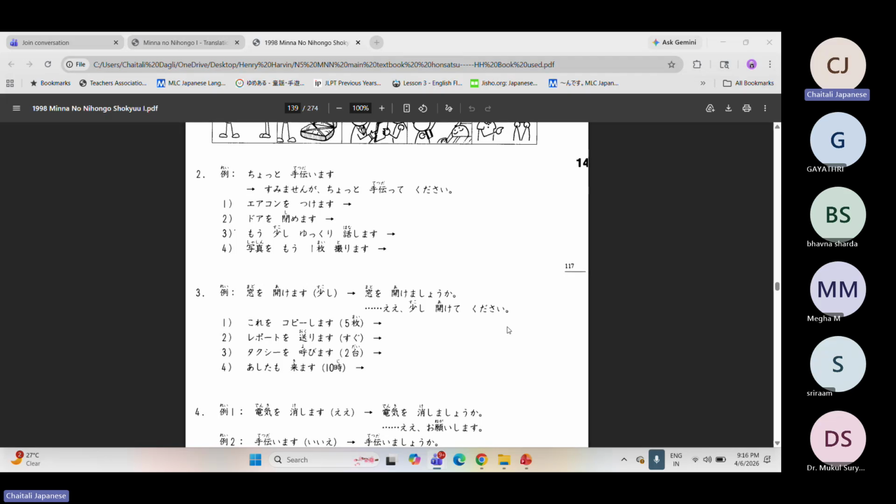Okay, so tell me the first one. Kore o kopishimasu. So kore o kopishimashoka? The answer will be gomai. So gomai. Kopishite kudasai. Correct. Ripoto okurimasu, to send. So ripoto o okurimashoka? Shall I send the reports? Sugu, immediately. So sugu ripoto o okurimasu. So okutte kudasai. Is everyone understanding?